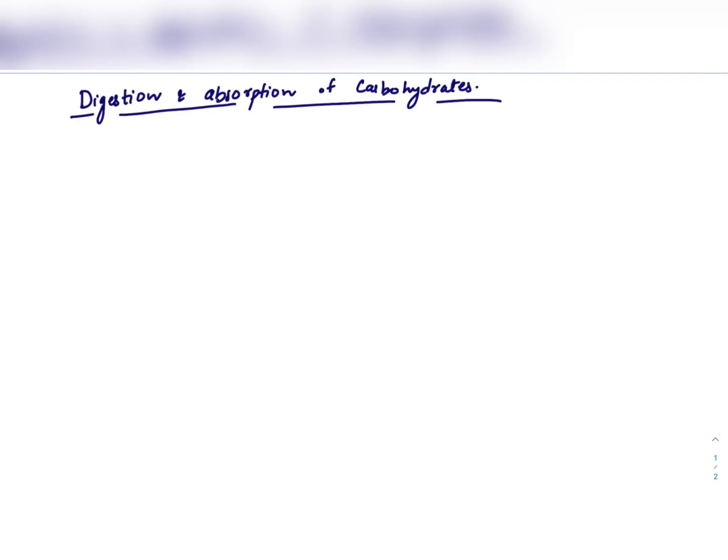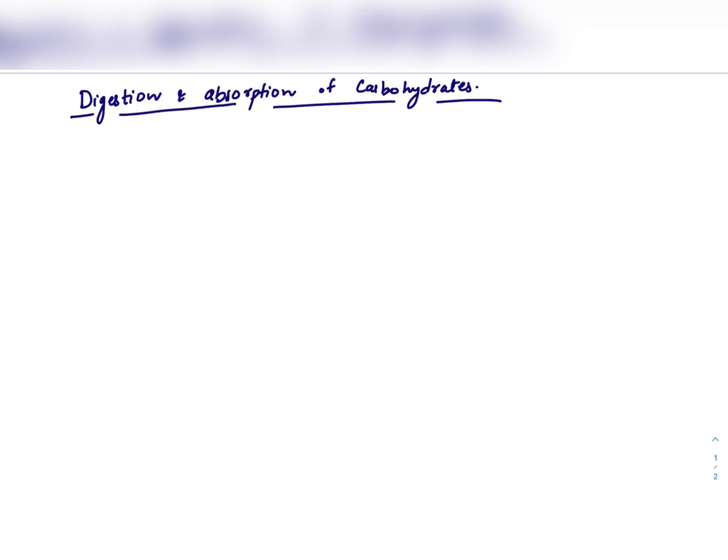I will be starting with the metabolism of carbohydrates, and we will be seeing various major and minor metabolic pathways. But before starting with the major and minor metabolic pathways, first let's see how it is digested and how the carbohydrates are absorbed. So we will start with the digestion and absorption of carbohydrates in this lecture.